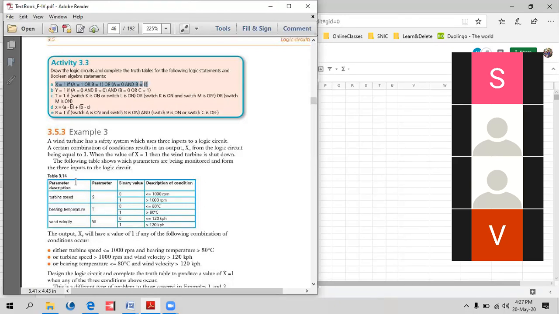Motor in the reverse. So for the turbine speed parameter, the name is S. We can use labels like S for speed. Then if it is low, like less than or equal to 1000 RPM. What is RPM? Revolutions per minute. So the turbine is turning 1000 revolutions per minute. If it is less than that, 900 or 800 or 700 something, then it's 0. But if it is more than 1000, it's 1. Then the bearing temperature.